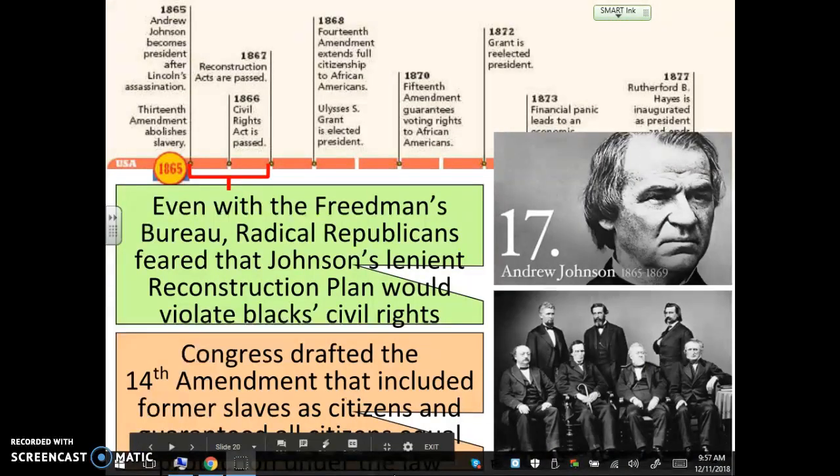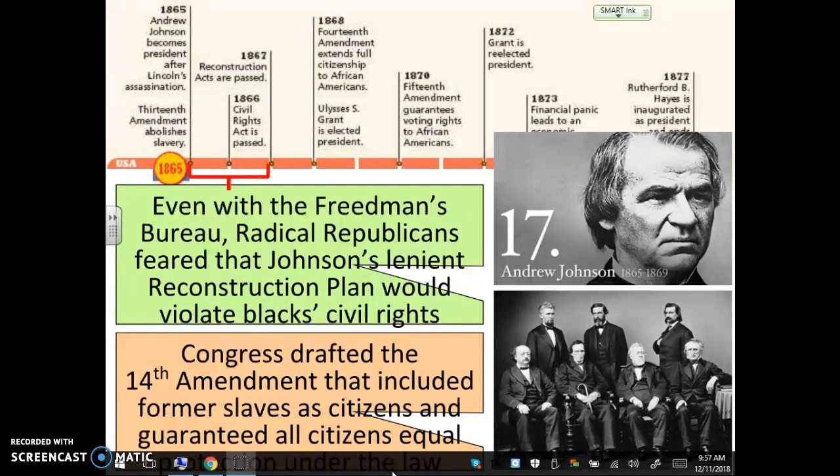So even with the Freedmen's Bureau, the radical Republicans were still fearful that Johnson's plan was going to violate black civil rights, that these black codes being established in southern states were going to be a violation of civil rights. So what they did, they drafted and eventually passed the 14th Amendment, which included former slaves as citizens and guaranteed all citizens equal rights under the protection of the law.